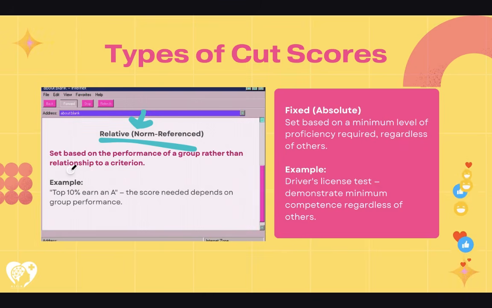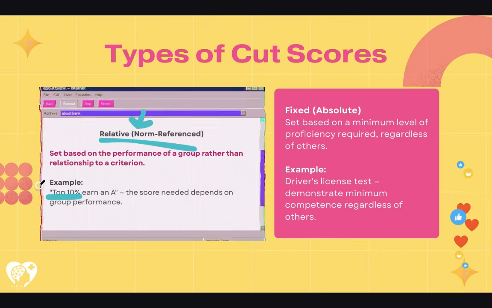The next top 10 after the first few would earn a grade of 85 over 100. Because the cut score is relative to the scores of the test takers, this is the relative or norm-referenced cut score. An absolute cut score, on the other hand, is based on the minimum level of proficiency required.